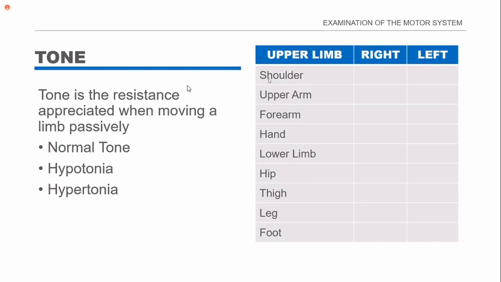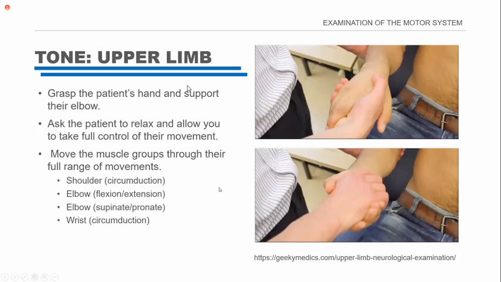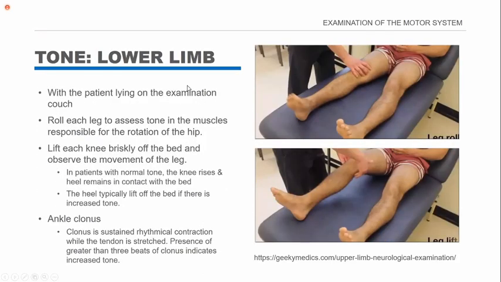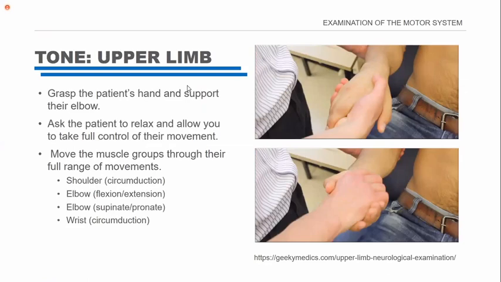So you examine tone at all these levels. You examine tone at the shoulder joint, at the forearm or elbow, and at the wrist. Then in the lower limb, you examine tone at the hip joint, thigh, leg and foot. This is how we rest the patient. This is how tone is examined at the wrist.